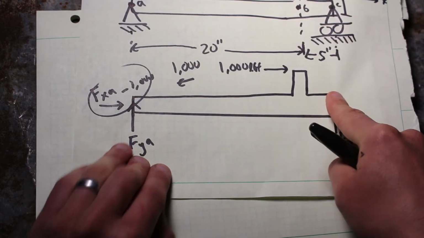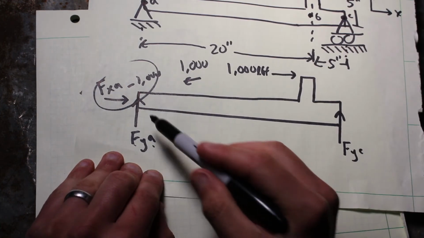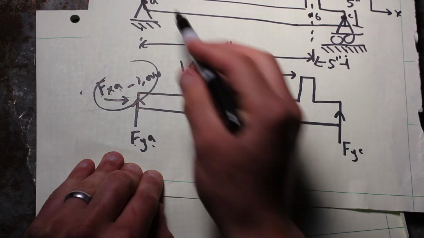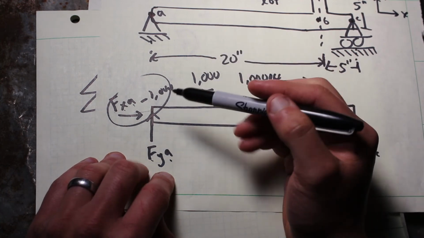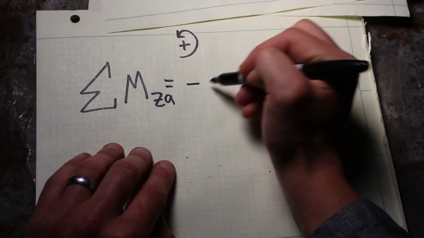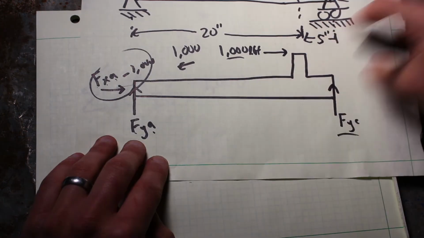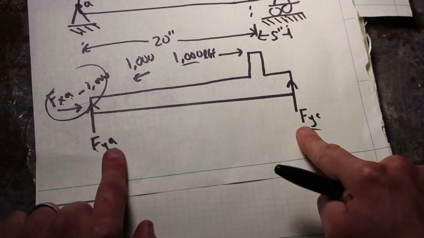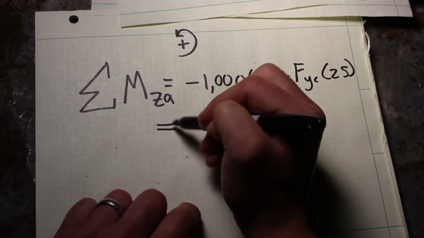So if we're looking at this, remember, moment is force times a distance, so the force in the y direction at A and the force in the x direction at A are not considered because they go right through point A. And so our d would be 0, and moment equals F times d, force times distance. So all we care about are these two. So here we have a negative 1,000 pounds because it's going clockwise, multiplied by the distance 5 inches, plus the force in the y direction at C multiplied by 25 inches. And we can solve for F sub yC now, because this equals 0.